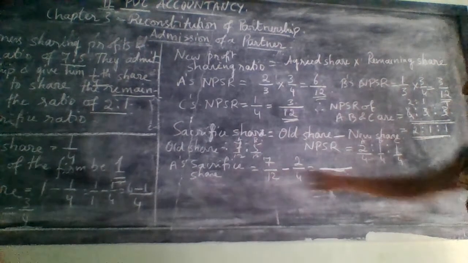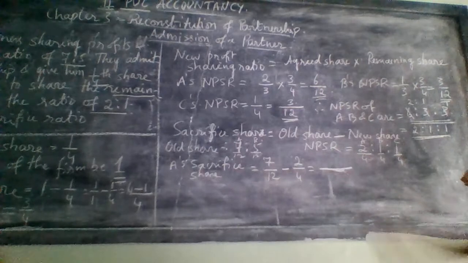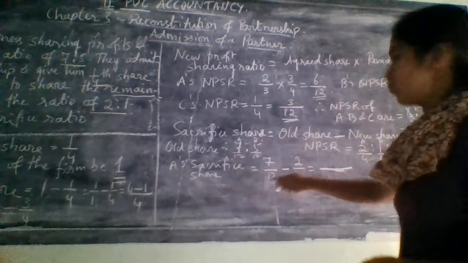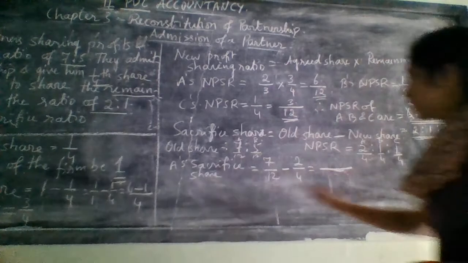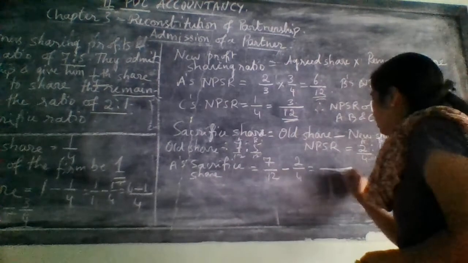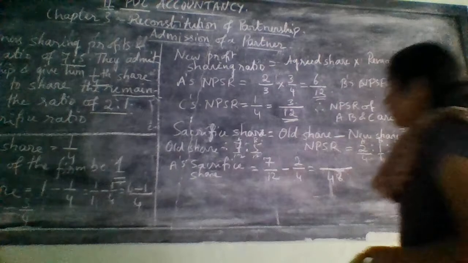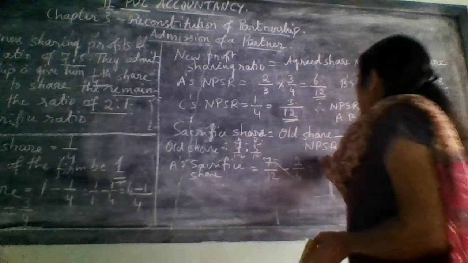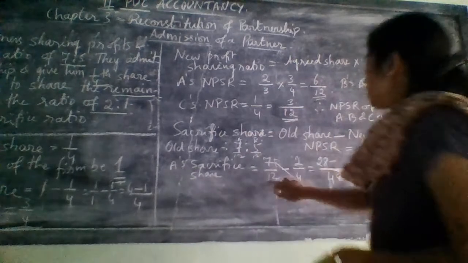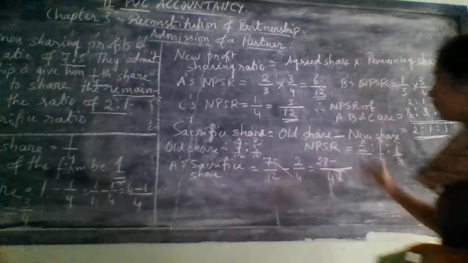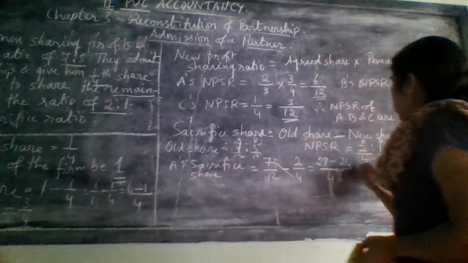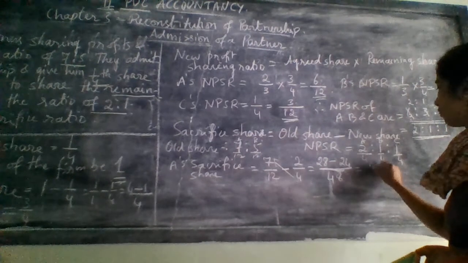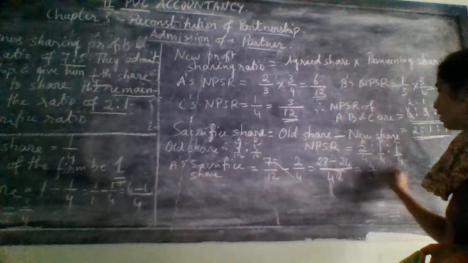First I'll do cross multiplication only. How to do the cross multiplication? These two denominators you need to multiply first. 12 fours are 48. Now right to left, 4 sevens are 28 minus 12 twos, how much is that? 24. Correct? Now 28 minus 24, you will get 4 by 48.